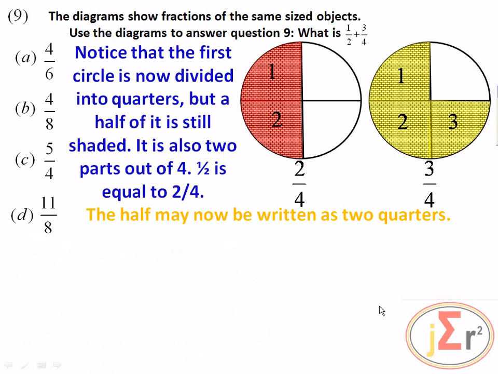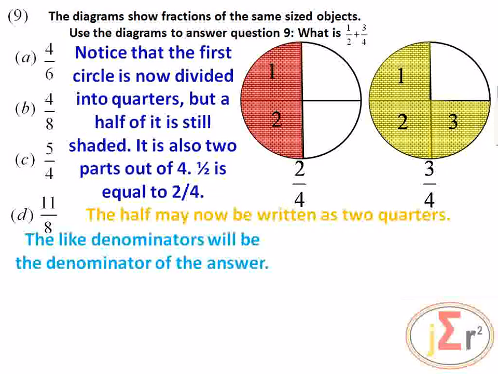Now, Jerry, is it appropriate to write the half as 2 quarters? Is it correct to write this half that we have here, 1 over 2, as 2 parts out of 4? Yes, it is correct.